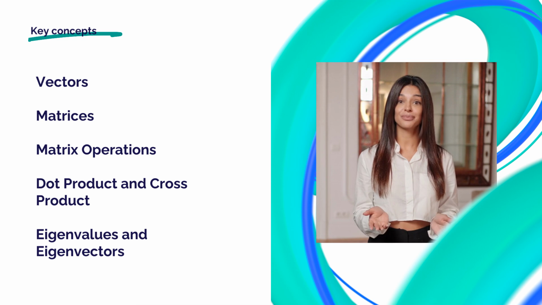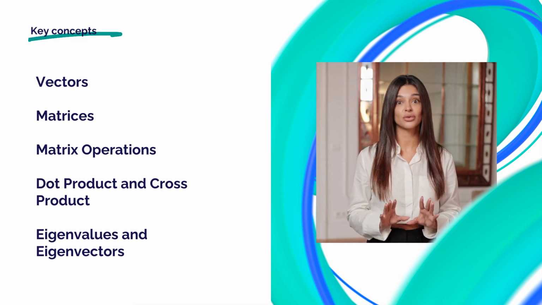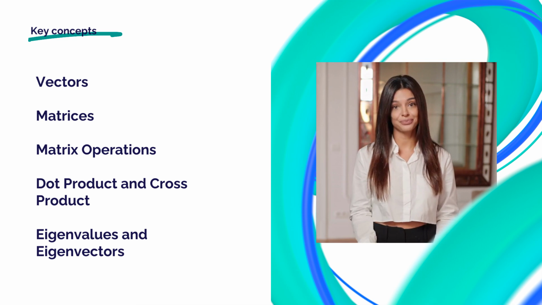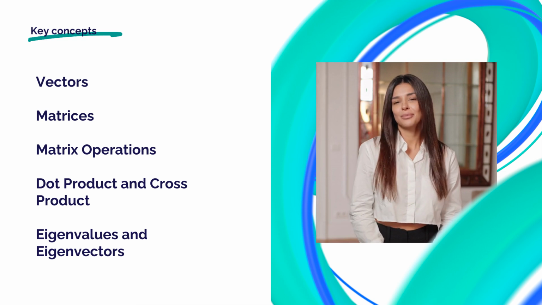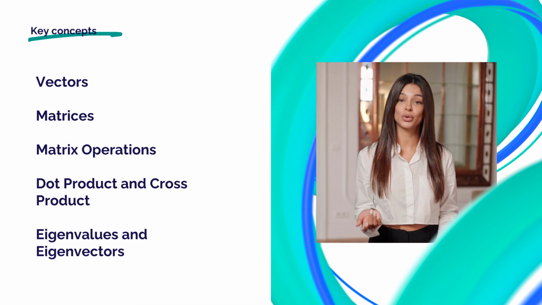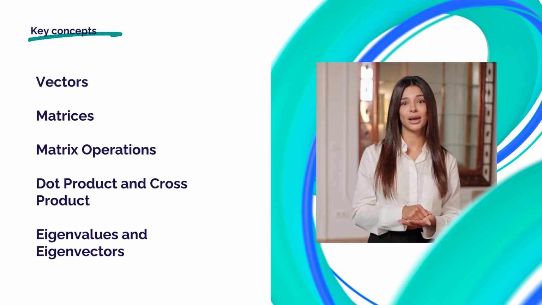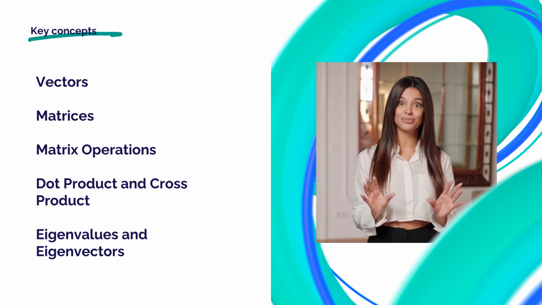Key concepts. Vectors represent quantities with both magnitude and direction. Example: a user's preferences represented as a vector in a recommendation system. Matrices represent collections of vectors or transformations. Example: a dataset with rows as samples and columns as features.